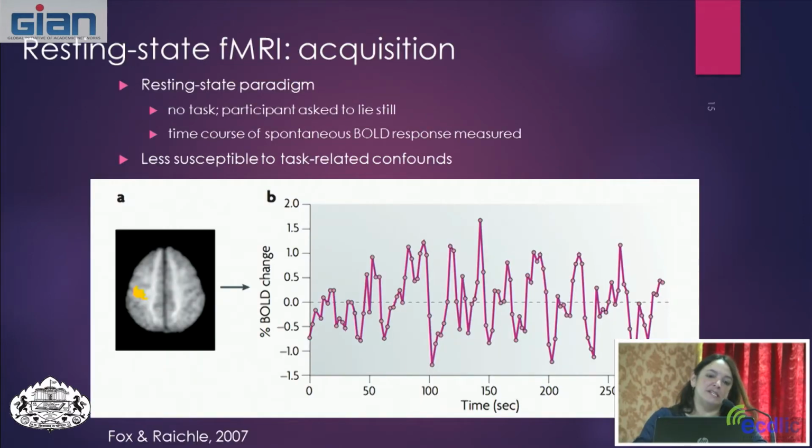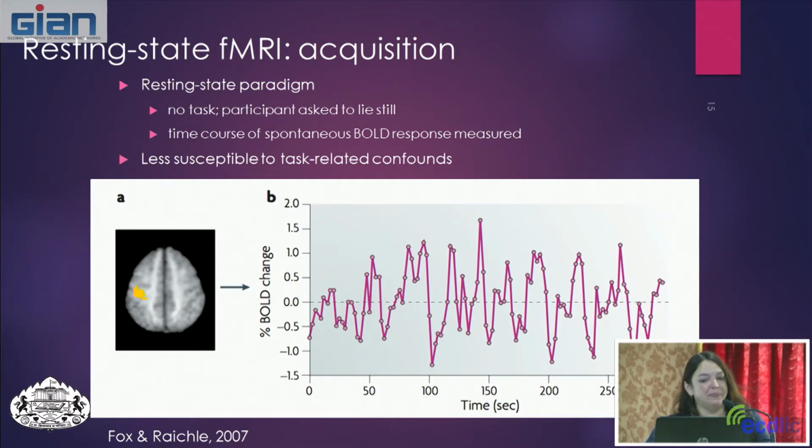Okay, so these resting state fMRIs are collected by having a person lie still and not doing anything at all. So we're trying to measure this time course, again, of the spontaneous bold response that's going on while a person is not doing anything. And as you can imagine, this spontaneous activity is less susceptible to task-related confounds.